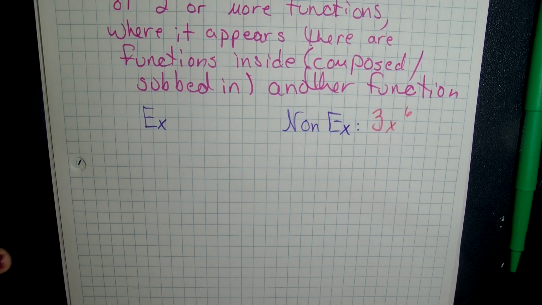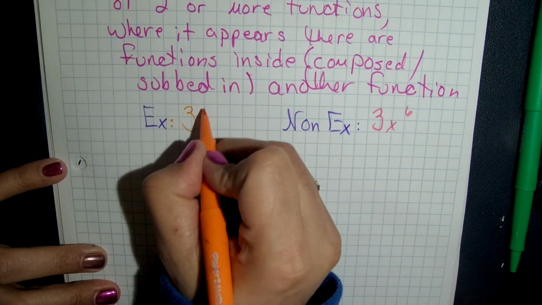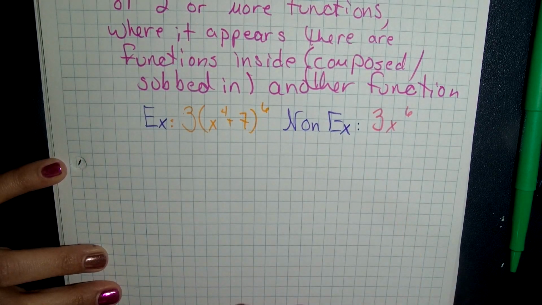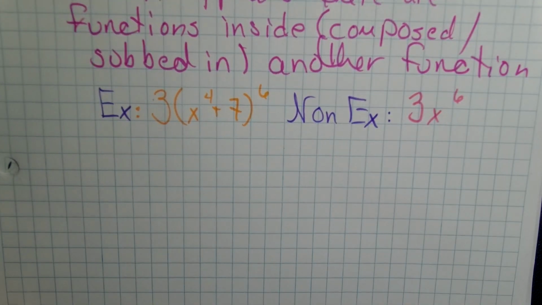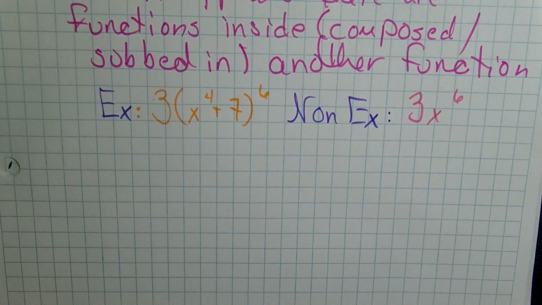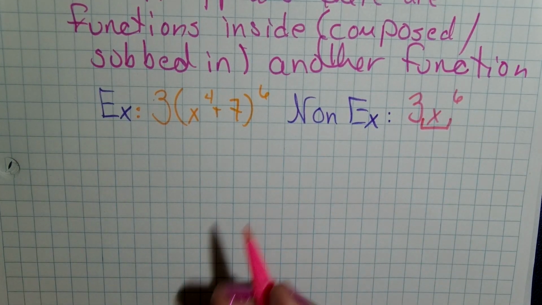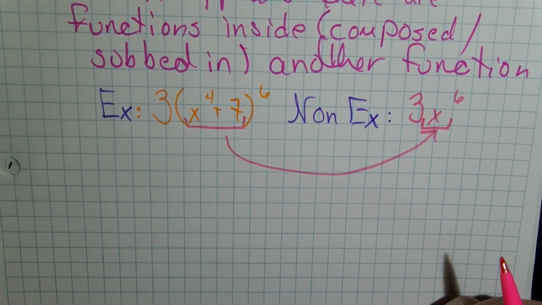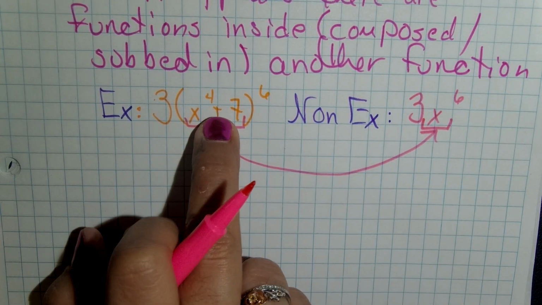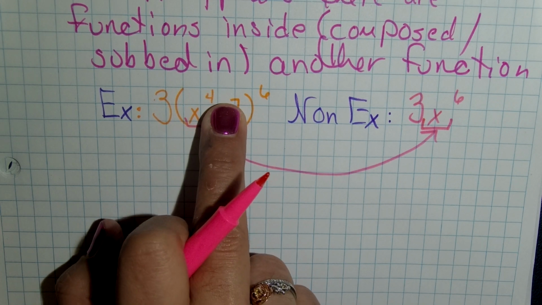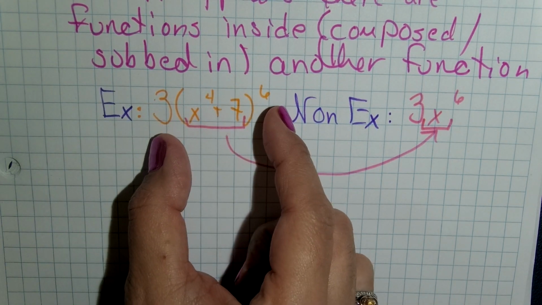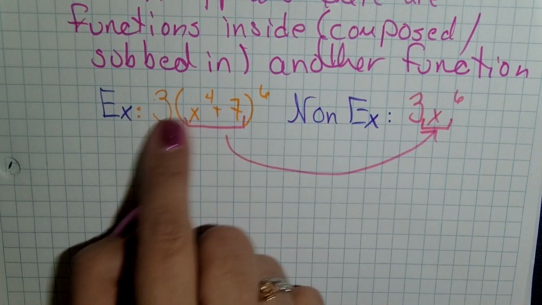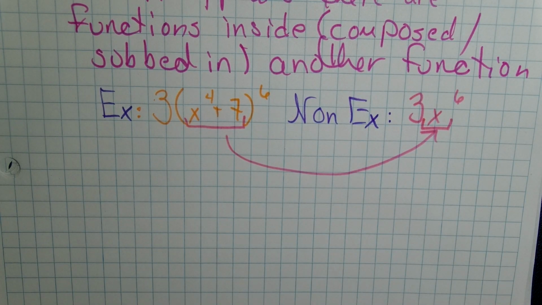This is an example of a composite function. 3 times the quantity of x to the 4th plus 7 raised to the 6th power. This is a composite function because instead of just this plain old x, I have x to the 4th plus 7 substituted in where x was. Our first function is inside, which is x to the 4th plus 7. And our second function is on the outside, which is 3 as the coefficient and 6 as the exponent. So this is a composite function because there's one thing inside of another.